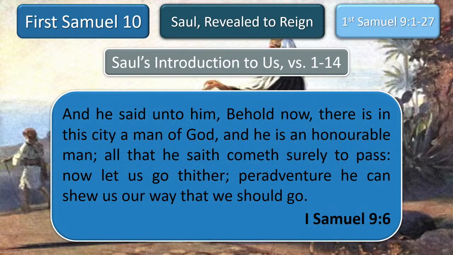Verse 6. And he said unto him, Behold now, there is in this city, this is the servant, a man of God. He is an honorable man, and all that he saith surely cometh to pass. Now, remember what we learned about Samuel? None of his words ever fell to the ground. None of his prophecies, none of those things that he said that would happen failed to happen. So here's what he says. He says, let us go thither. Peradventure, he can show us our way that we should go.